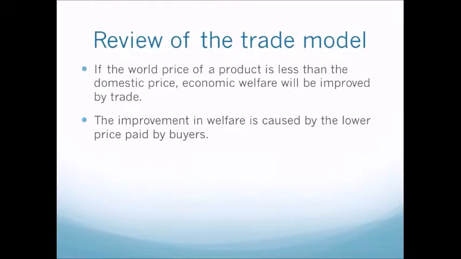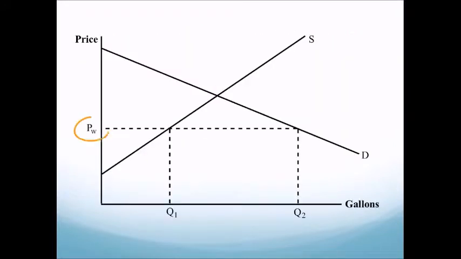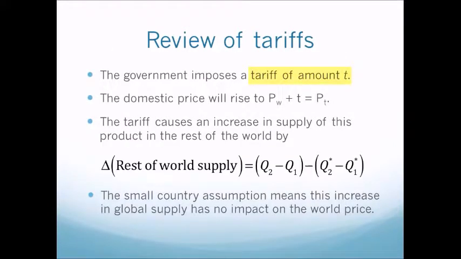If the world price of a product is less than the domestic price, economic welfare will be improved by trade. Welfare rises because buyers pay a lower price for the product. PW is less than the domestic autarky price. The country will import Q2 minus Q1 gallons of oil. The government imposes a tariff of amount T. The domestic price will rise to PW plus T equals PT.